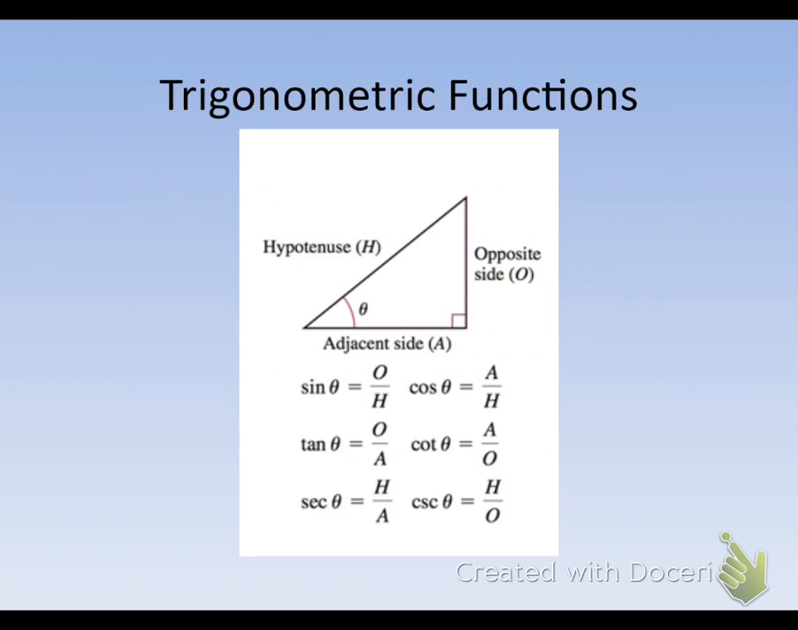I just have it on here for you guys to remind yourself if this is something you haven't done in a while. So we have sine of theta is opposite over hypotenuse. Cosine of theta is adjacent over hypotenuse. Tangent of theta is opposite over adjacent. And then we go to cotangent. It's going to be the reciprocal of tangent, adjacent over opposite. Secant, the reciprocal of cosine, hypotenuse over adjacent. And cosecant, the reciprocal of sine, hypotenuse over opposite.